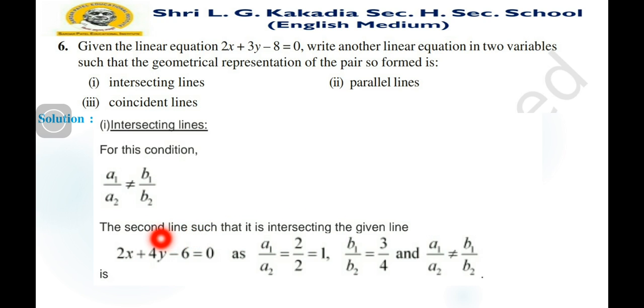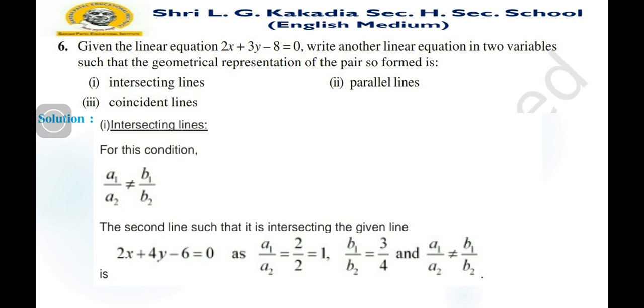You can see here a1 by a2 that is 2 by 2, that is 1, and b1 by b2 that is 3 by 4. Then a1 by a2 does not equal b1 by b2. So this is one example related to this equation. If you take one more example, one more equation, then you just follow this condition that a1 by a2 does not equal b1 by b2.